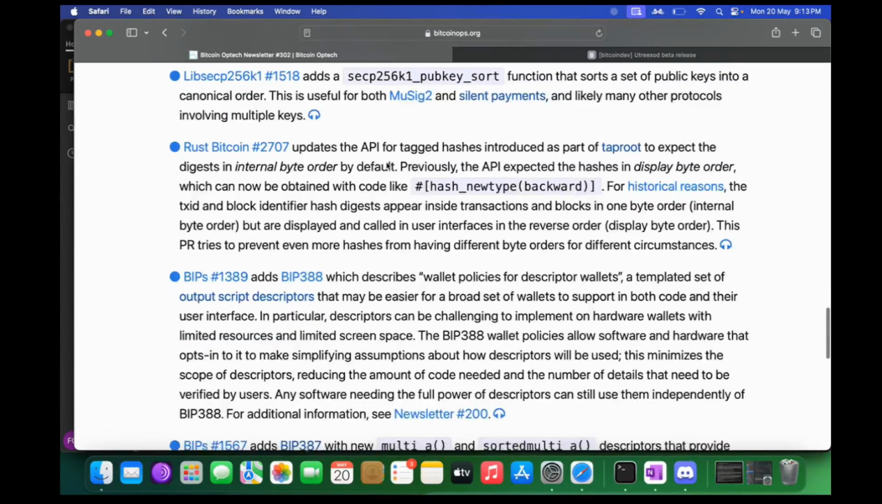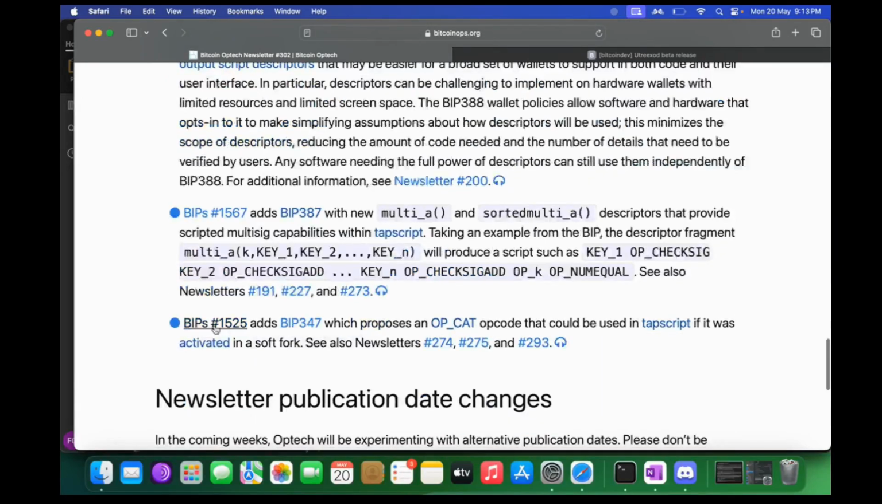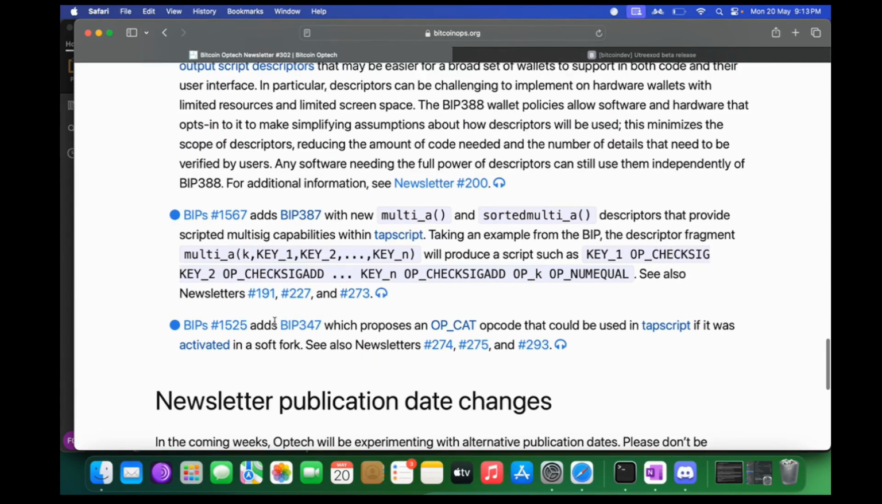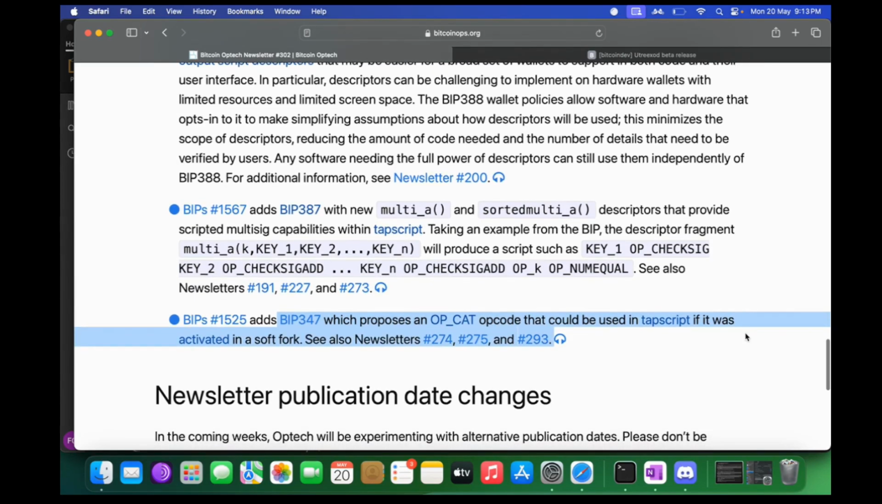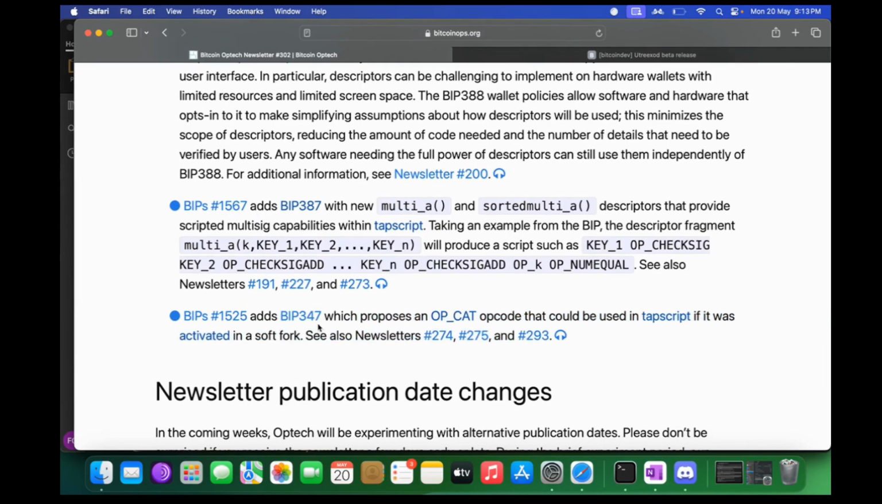What else can we take? What is this? BIPs 1525 adds BIP 347. So OP_CAT now has a BIP number. It's 347. I think we talked about this last week as well. An opcode that could be used in Tapscript if it was activated in a soft fork. So what this mentions is that a BIP has been added for OP_CAT, and it is specific to Tapscript. So yeah, we have a BIP number, that's 347.